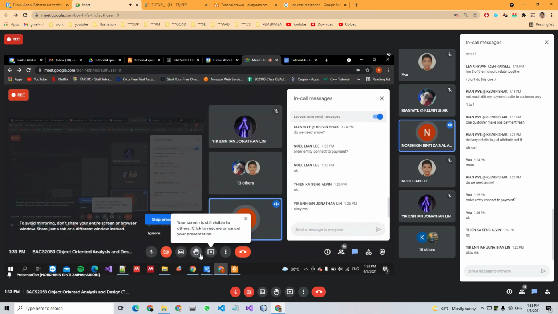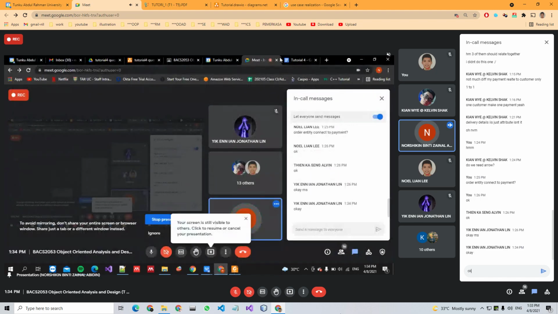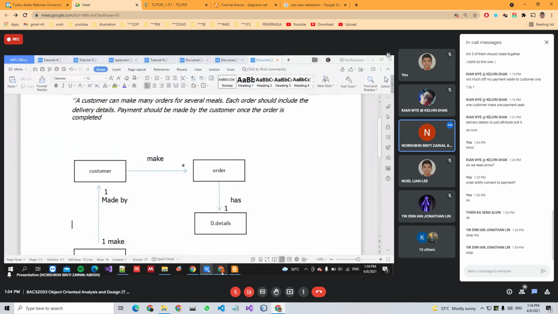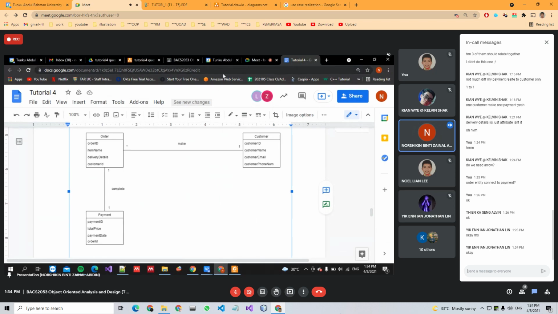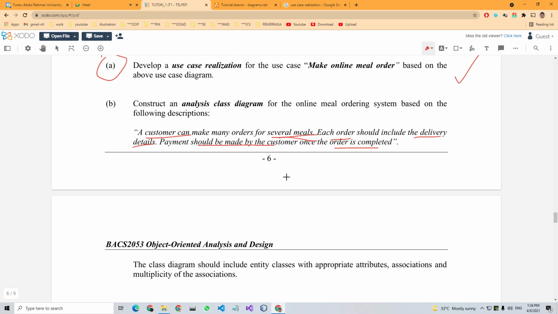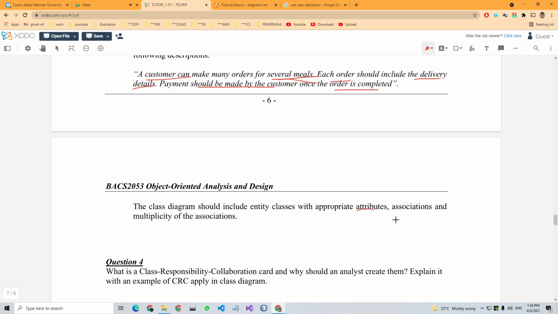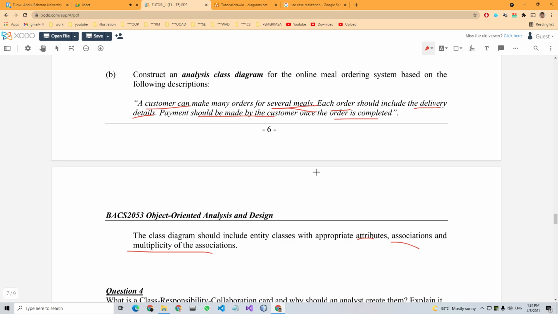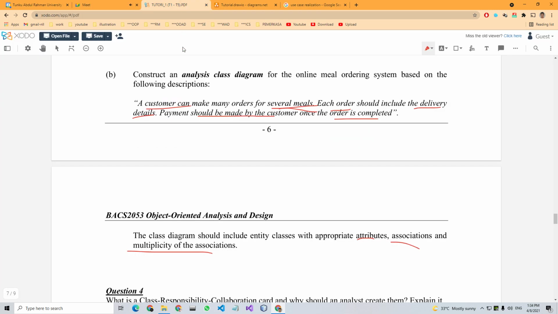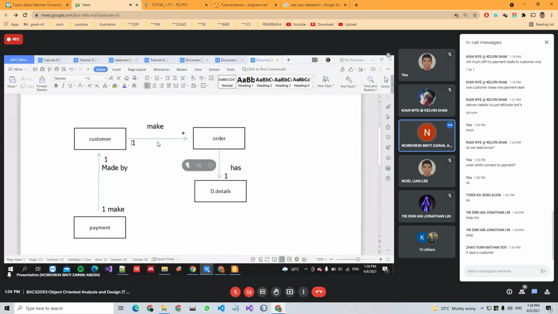Okay, guys. So can we continue from where we stopped just now? I have a question actually. Nathan, why or how do you know that this order is made by one customer from the question? Why do you get that this order is made by one customer? How do you know that one? A customer. Yes. Okay then. So it's one. Okay, Nathan. Thank you.